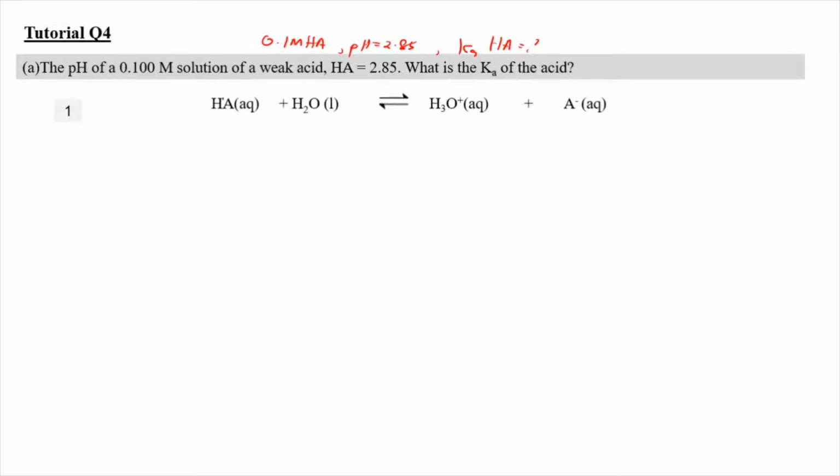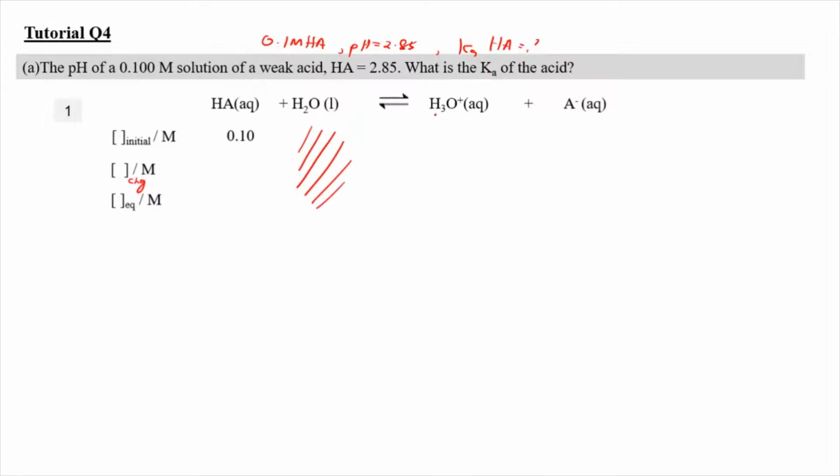So first thing first, the equation: HA aqueous dissolves in water, which is H2O, and it's going to produce the H3O plus aqueous as well as the A minus aqueous. So from here, you can do the ICE table, which is the initial molar, the change in concentration, as well as the concentration at equilibrium. So at the initial stage, the concentration of HA is going to be 0.1. Meanwhile, for the H2O liquid, we can ignore that because it's going to be ignored inside the Ka expression.